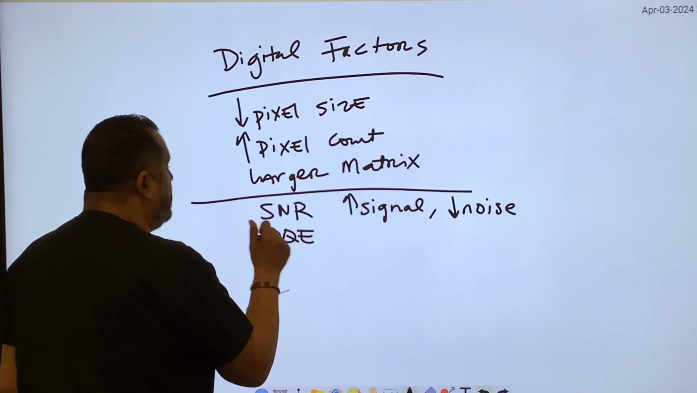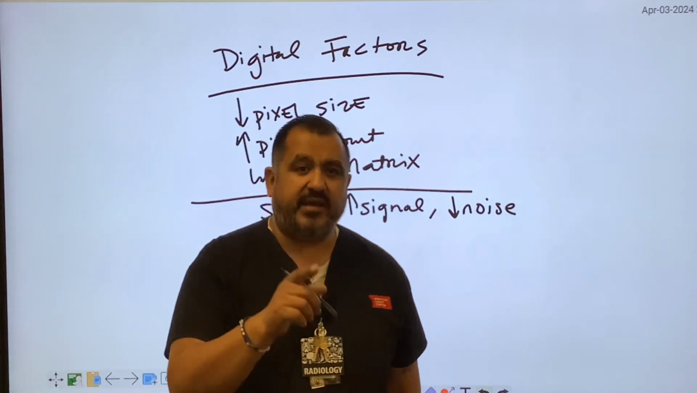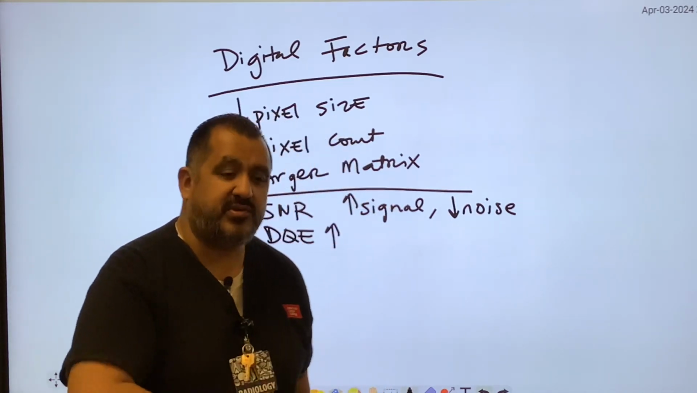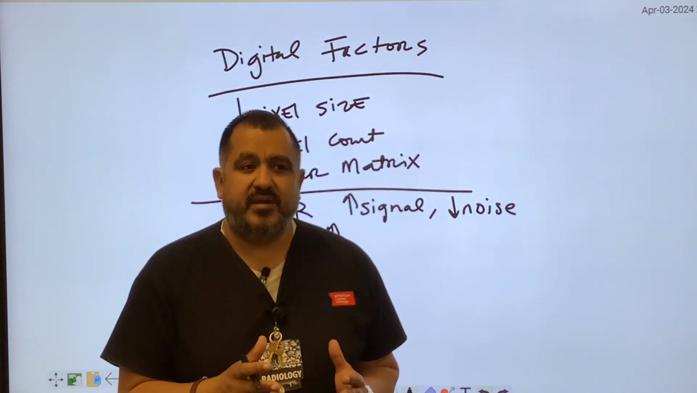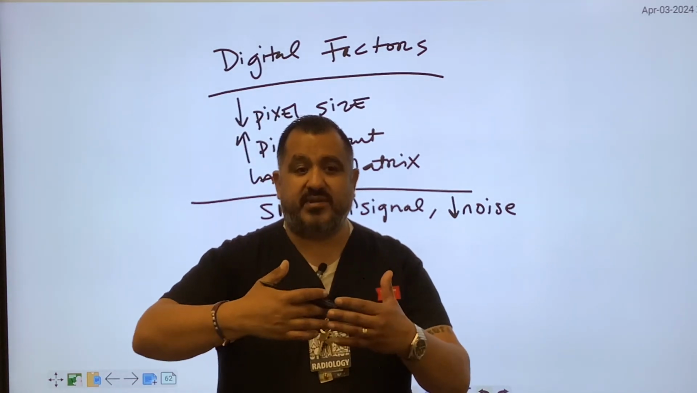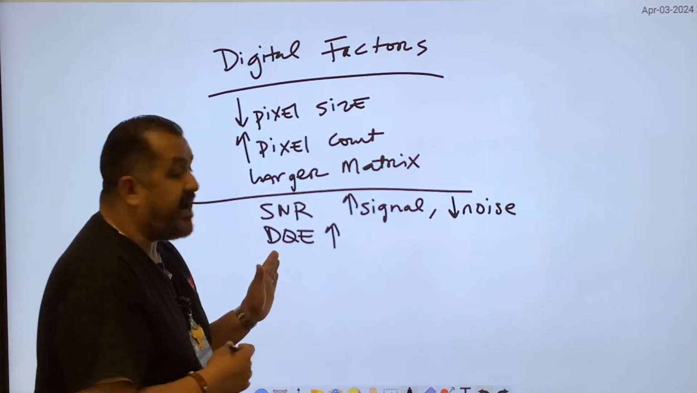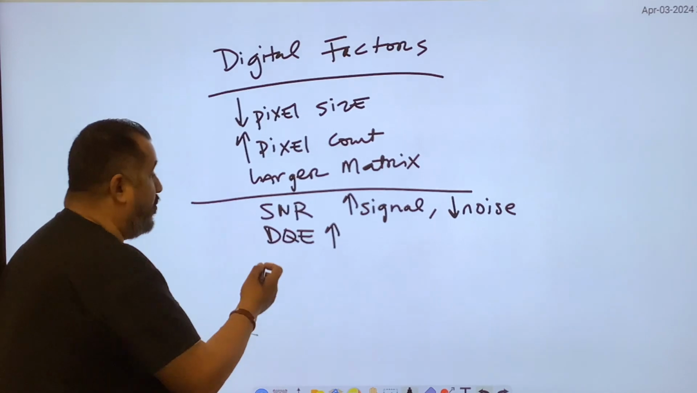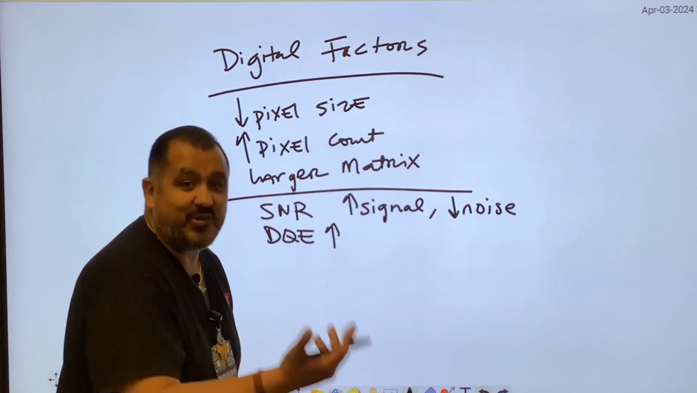We have another term called DQE. You want DQE to go up, detective quantum efficiency. Again, I'll do a separate video for all these digital terms. Detective quantum efficiency is a predetermined exposure comparing the input versus output: how much signal is recorded and how much of the signal is being used to create the image. You want a higher DQE. More DQE means more signal, and more signal is better spatial resolution.